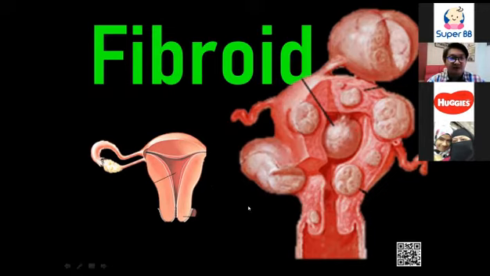Okay, so the second thing I'm talking about is fibroid, alright? So fibroid is basically, as you can see here, on your left this is the normal womb, alright? This is the womb, the wall of the womb, the lining of the womb, and this is the ovary, the tube. Okay, and this is the womb with a lot of fibroid. As you can see, fibroids are muscular growths in the womb.